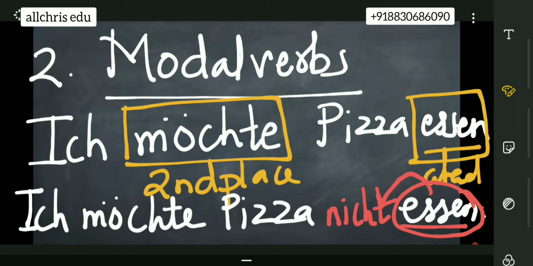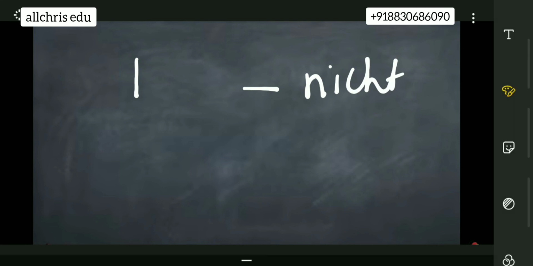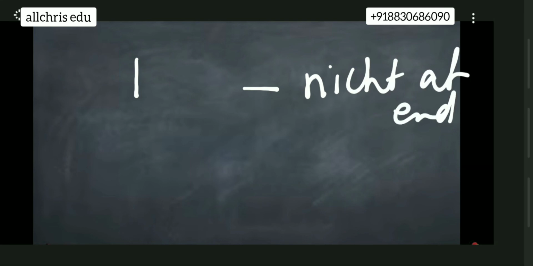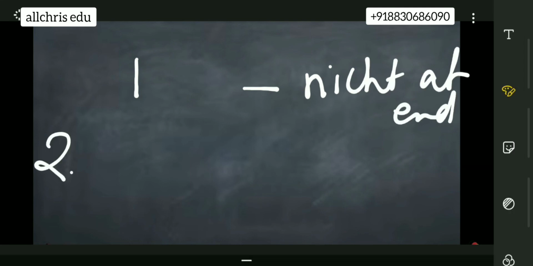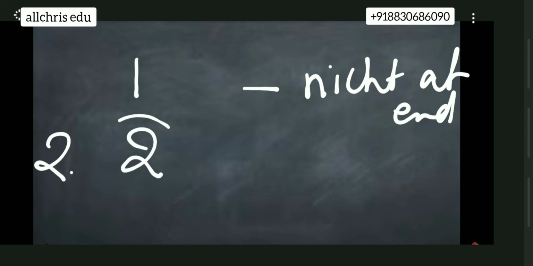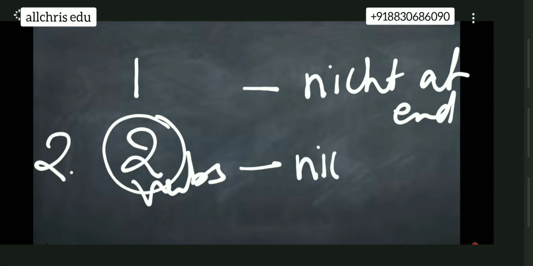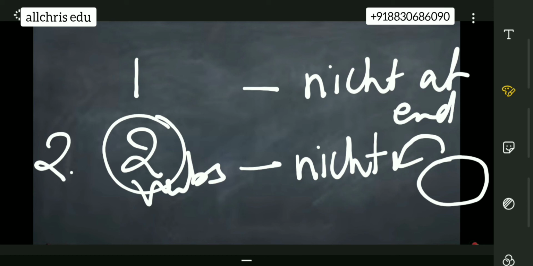So you have understood the concept. Whenever one verb is there in the sentence, nicht will come at the end. And when two verbs are there in the sentence, that time the nicht word comes exactly before the last verb form. So you can use these rules in your framing of sentences.